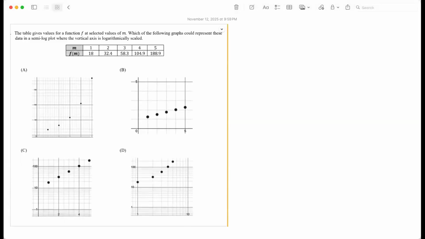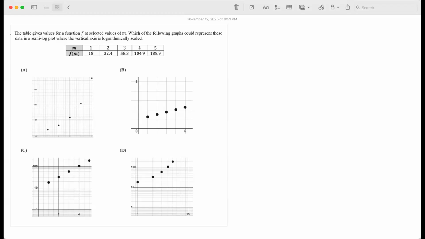How about this? The table gives values for a function f at selected values of m. In your AP Pre-Calc exam, one of the free response questions, one out of the 6, is definitely a logarithmic or exponential function. We can solve one if you want to do after this. The table gives values for the function f at selected values of m. Which of the following graphs will represent these data in a semi-log plot where the vertical axis is logarithmically scaled?